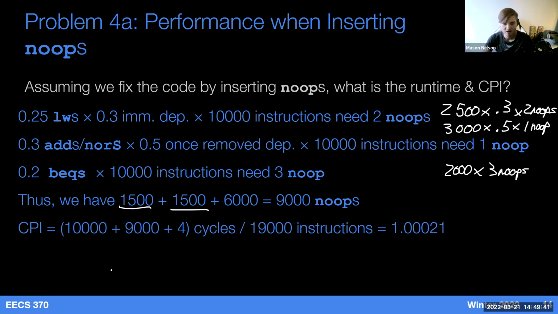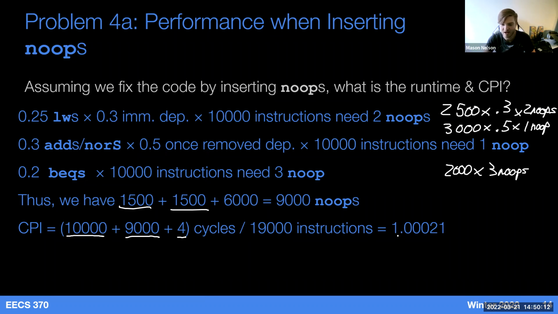All right. So now, to do our CPI, we first have to figure out our cycles, which was the number of instructions plus our pipeline stages, minus one, and then plus our inserted NOOPs. So that's going to be 19,004. And then now that we've inserted all these NOOPs into our program, that means that our denominator is going to add the 9,000 NOOPs also. And so we get 19,004 divided by 10,000 plus 9,000.